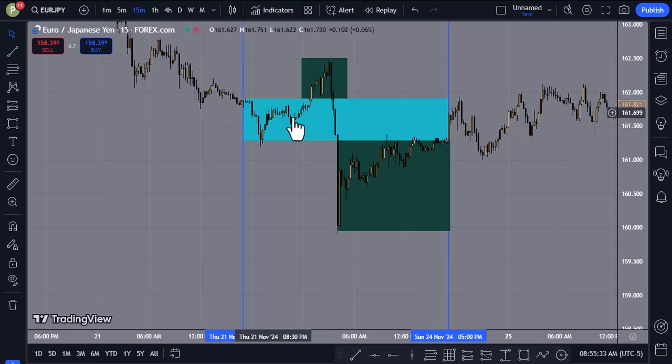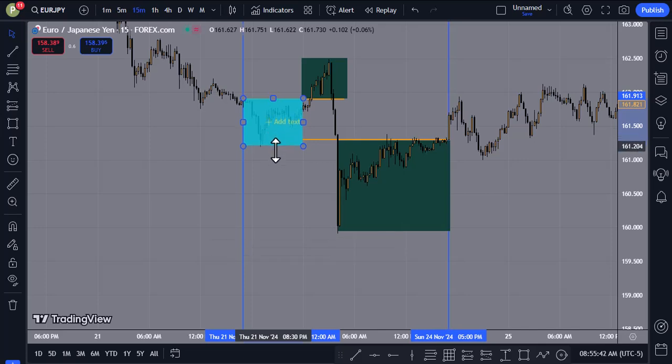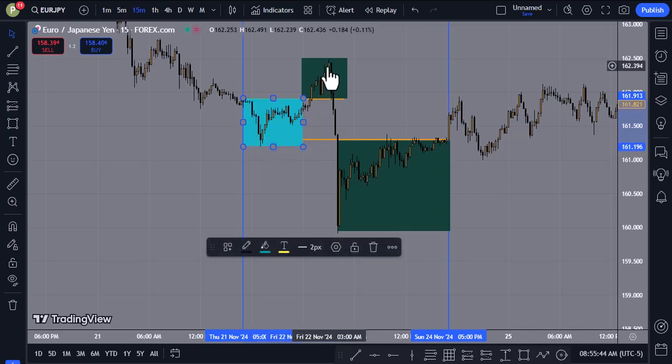Price opened here after accumulation. Okay, or let me just close this. So this is the accumulation, this part, accumulation. After the accumulation phase, what happened? We had a manipulation, distribution before close.